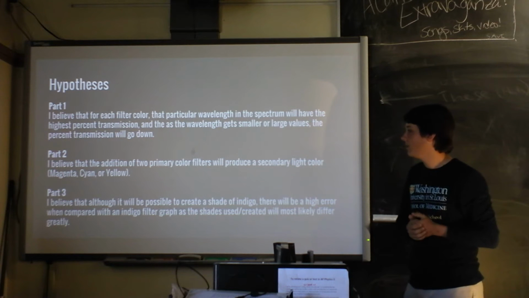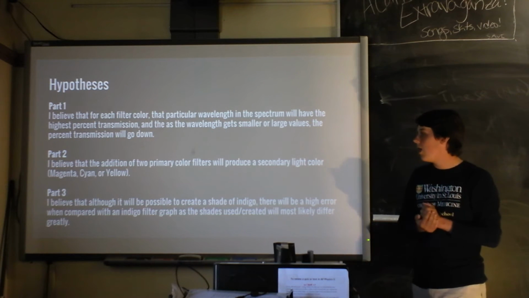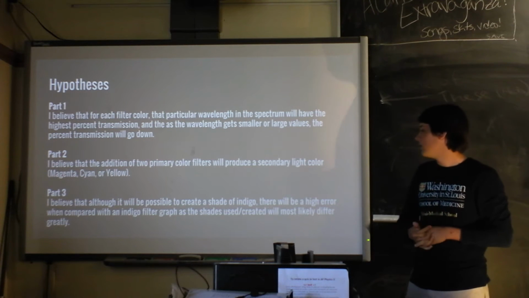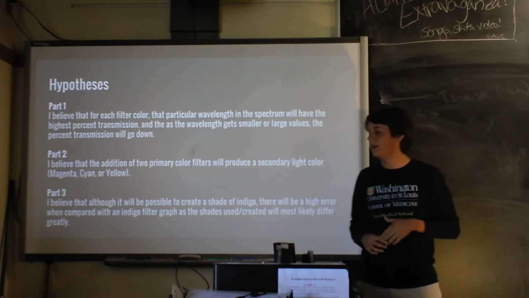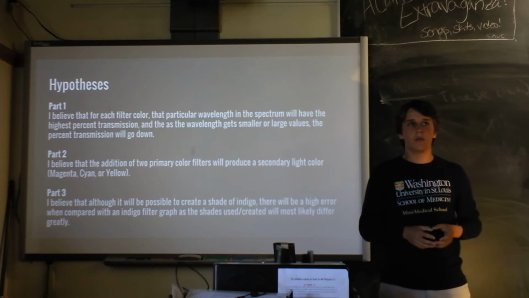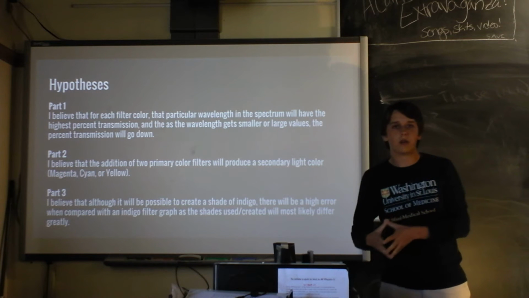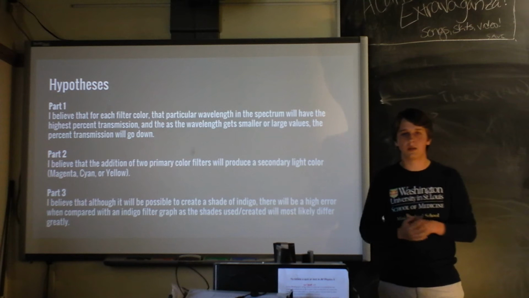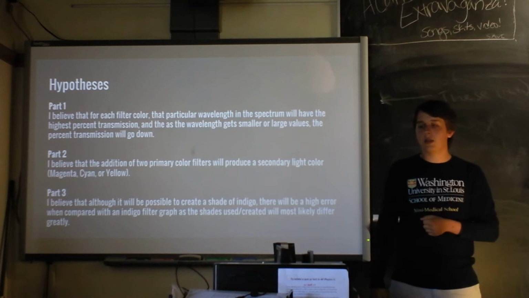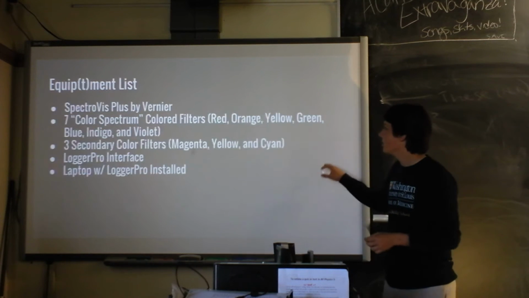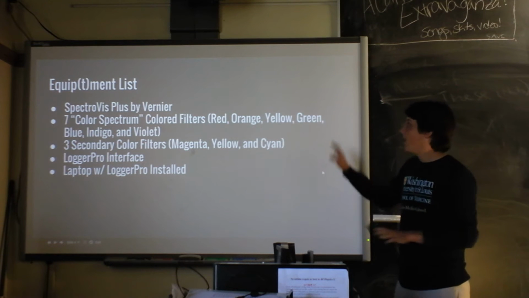And then part three is that I thought that although it will be possible to create a shade of indigo, there will be a high error when compared with an indigo filter graph. Basically, I was trying to create one color from the spectrum using other colors to talk about color addition better than just secondary and primary colors of light. So I was making indigo, and I said that there was going to be high error basically because I was adding two filters.